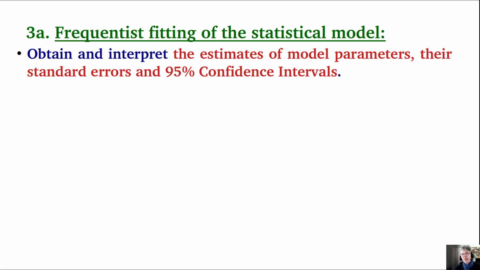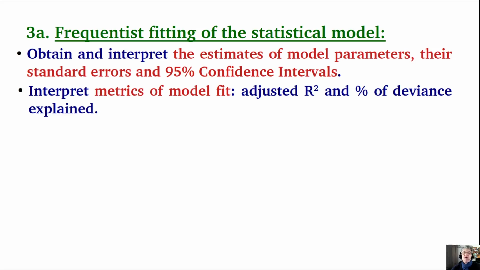And then in the Frequentist fitting of the statistical model, the goal is to obtain and interpret the estimates of the model parameters along with their standard errors and their confidence intervals. And then interpret the common metrics of model fit, such as the adjusted R-square or percentage of variation explained, and the percentage of deviance explained in the case of the GLM. We will see to that later on.